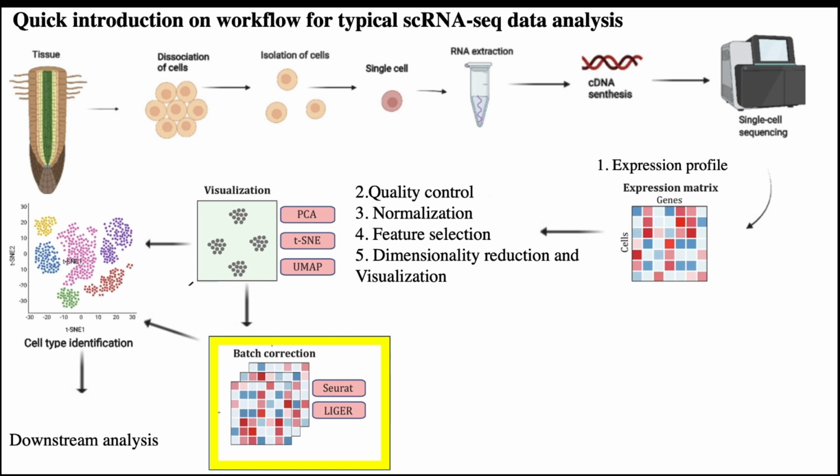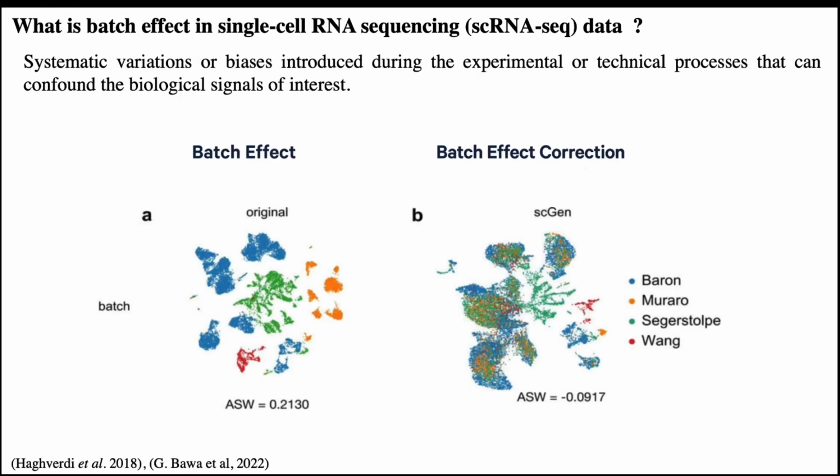After quality control, normalization, feature selection, dimensionality reduction, and visualization, in some cases scientists have to do further steps, which is called batch effect correction, before cell clustering and downstream analysis.